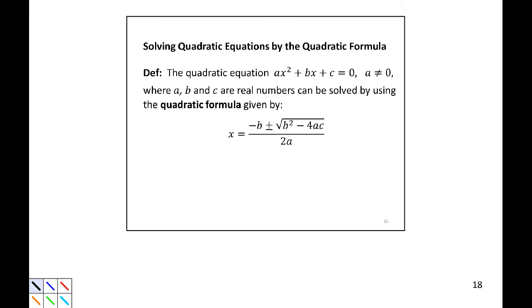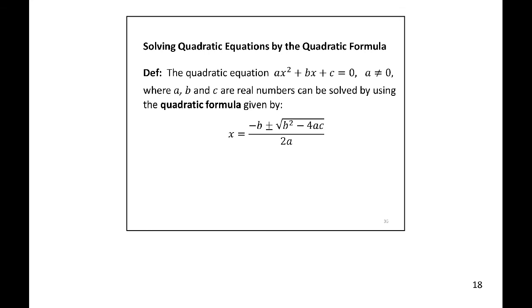The quadratic equation ax squared plus bx plus c equals 0 for a not equal to 0. So we actually have to have a quadratic, an x squared term. A cannot be 0. Where a, b, and c are real numbers, it can be solved by using the quadratic formula given by x, our solutions, is equal to negative b plus or minus the square root of b squared minus 4ac, and all of that divided by 2a. Now, there's lots of ways to remember that, but I'm just going to state this here and make sure that we are going to use it properly.